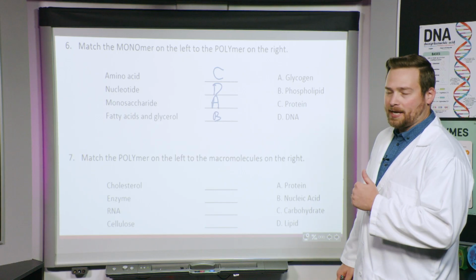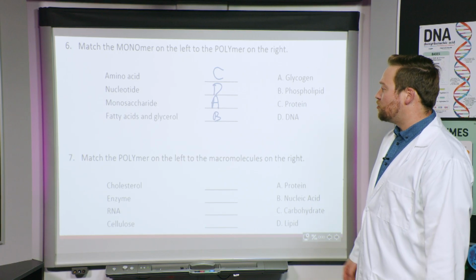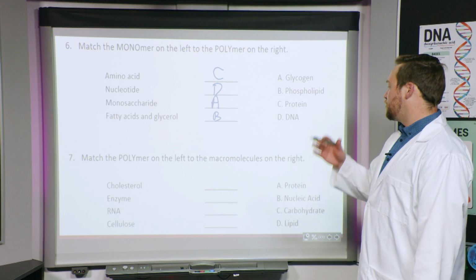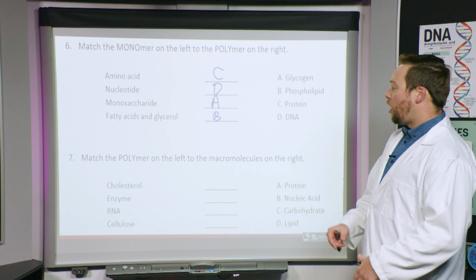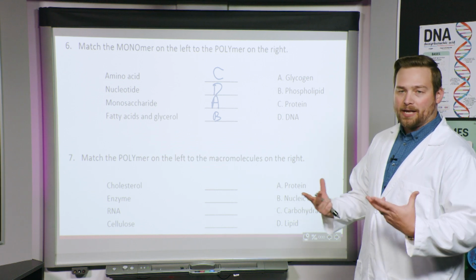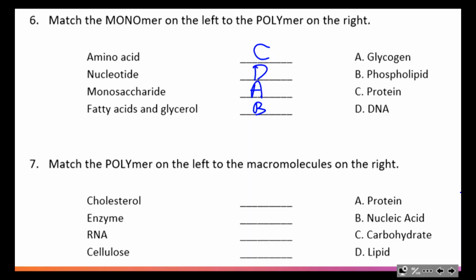Last one, y'all. Thanks for hanging in there with me. 7 says to match the polymer on the left to the macromolecule on the right. All right, cholesterol. What is cholesterol? Cholesterol is a fat, and fats are just lipids. So let's go with D for that one.